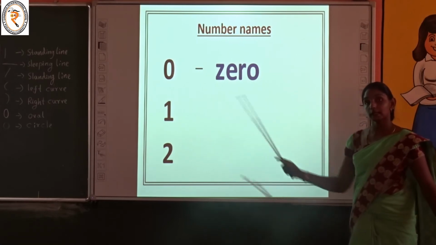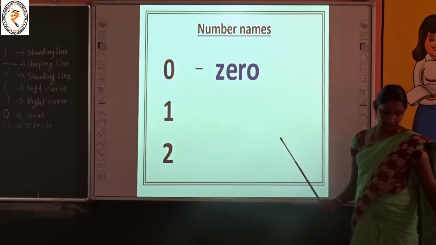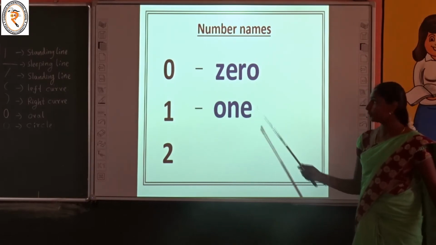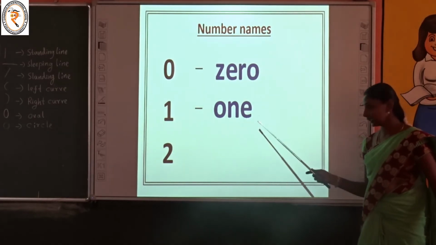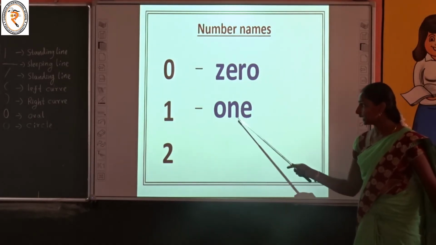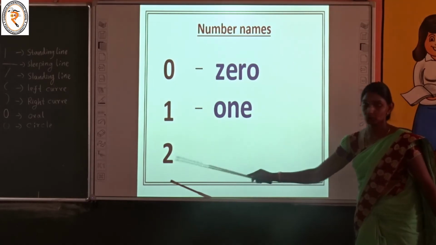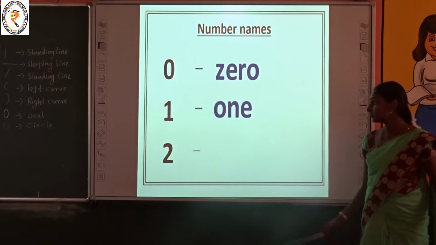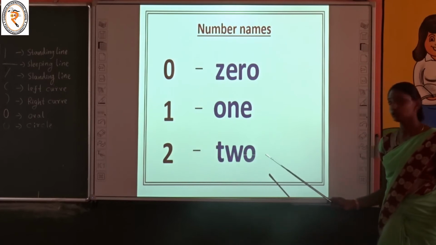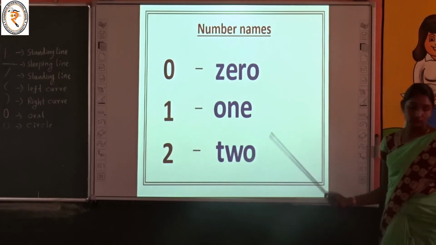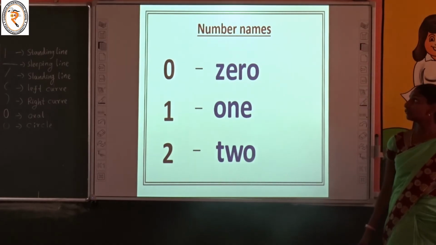Number 1. Can you spell the number name 1? Spell it. O-N-E, 1. Spell it once again. O-N-E, 1. What it is, children? Number 2. Can you spell the number name 2? T-W-O, 2. Very good, children. T-W-O, 2.